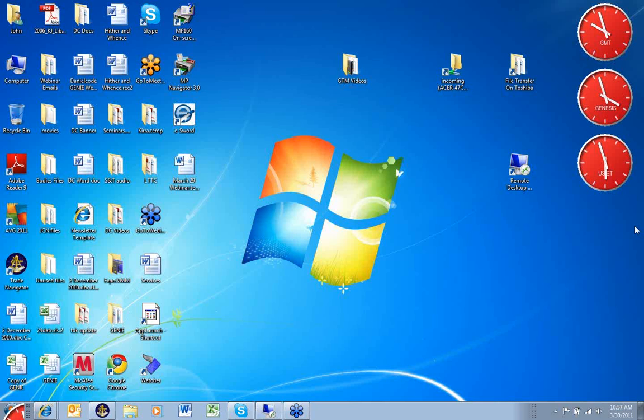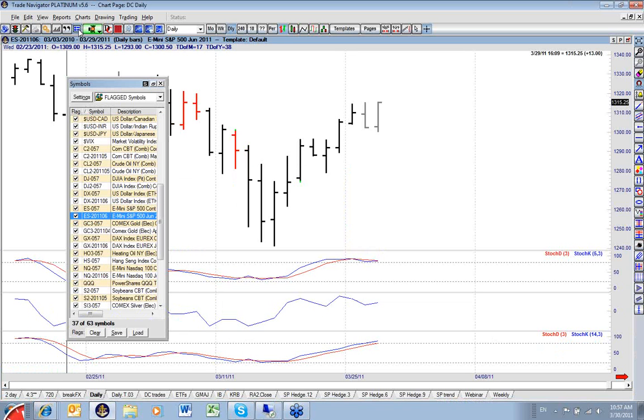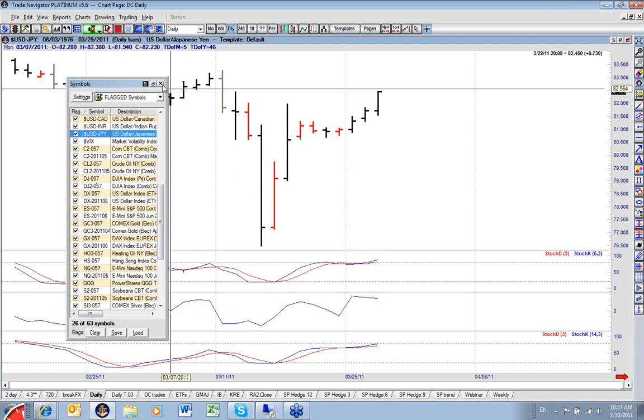Kurt wants us to analyze the USDJPY chart for us. Let's have a look at that. USDJPY.